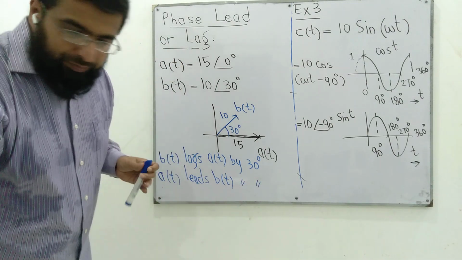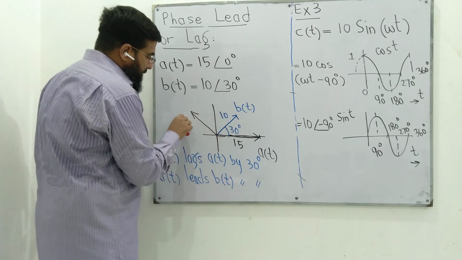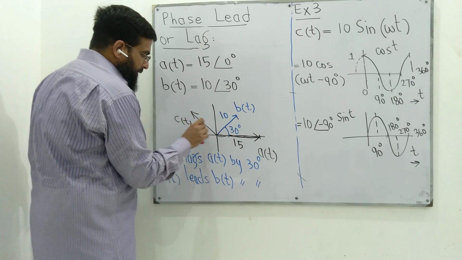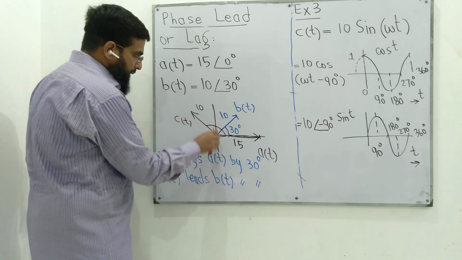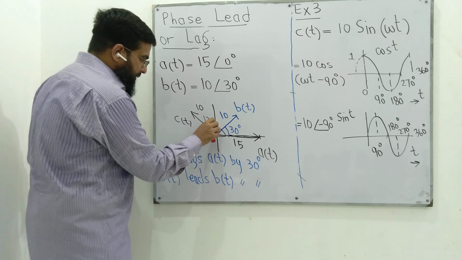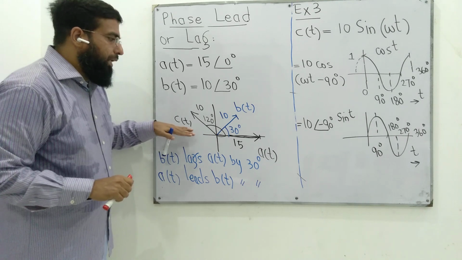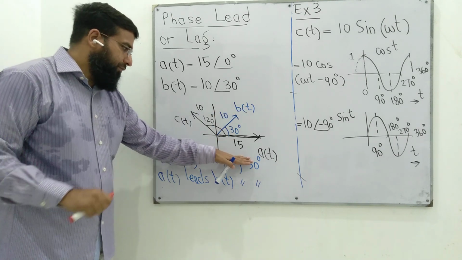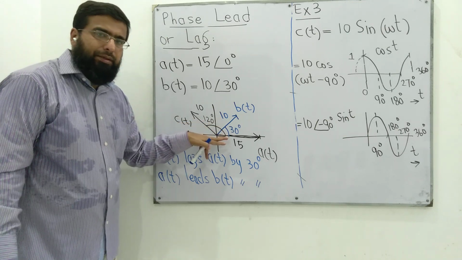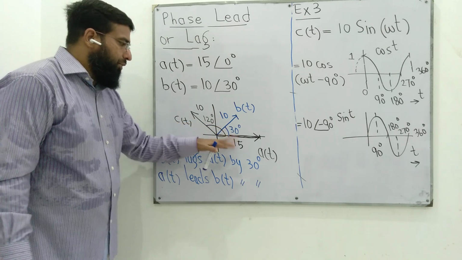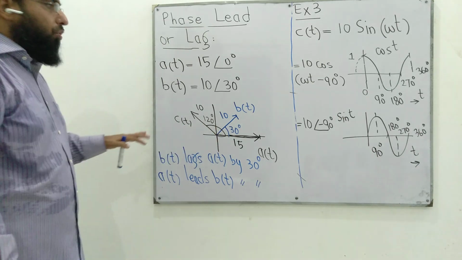Suppose we have another signal C of t here, maybe with a magnitude 10 at an angle of maybe 120 degrees. So we can establish that C of t lags both B of t and A of t. C of t lags B of t by 120 minus 30, which is 90 degrees, and it lags A of t by 120 degrees.